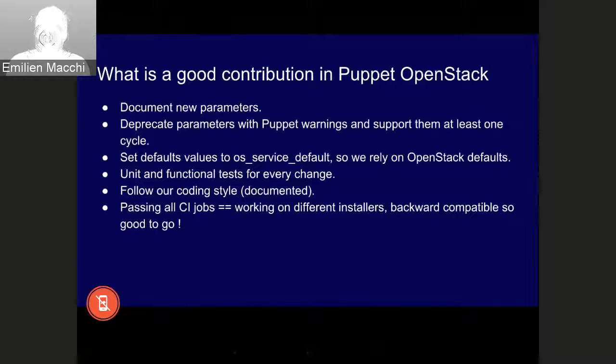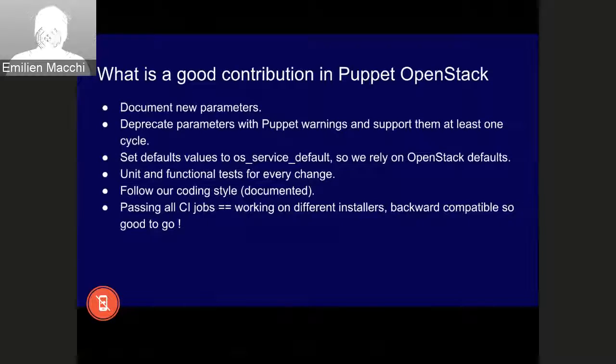Of course, if you create a new parameter or a new class or even a new module, you obviously need to create the unit tests and the functional tests. Because like I said before, we are investing a lot in the CI and we want good test coverage. So yeah, we have some coding style, which is documented in the website I gave you before. Not everything is documented, but most of the bits, and it's good to follow them. And of course, your patch has to pass the CI jobs, because if it works for TripleO, if it works for Fuel, if it works for the integration jobs that we have, there is a good chance that your patch will be good to go.